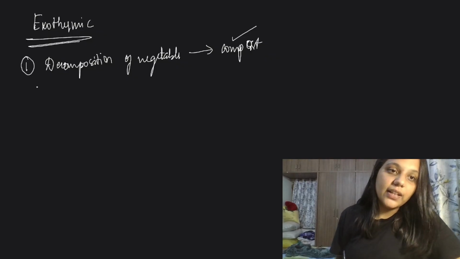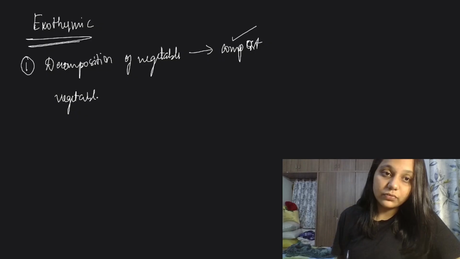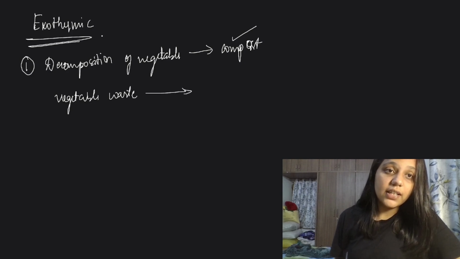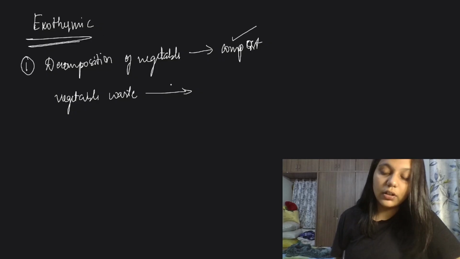So when this reaction is happening, the vegetable waste is undergoing a decomposition reaction, and I need to mention that there is no story. Now the combination is over. Now I am explaining what is exothermic and giving an example for exothermic. Clear? Okay.